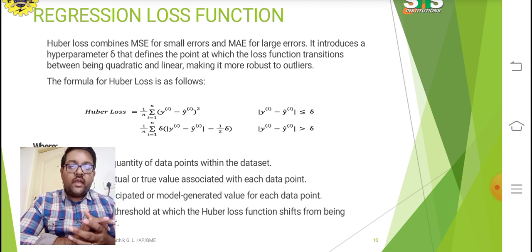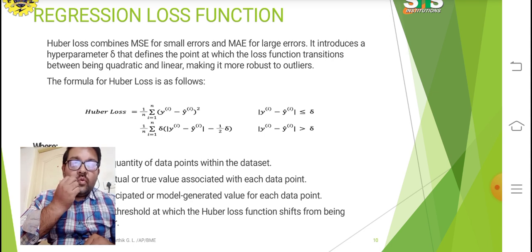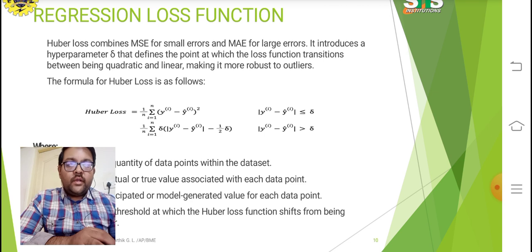So we can see that 1/n summation for i equal to 1 to n of (y_i minus ŷ_i) squared, right? And it is conditioned where |y_i minus ŷ_i| is less than or equal to delta, and for more than delta we use the next type of formula.